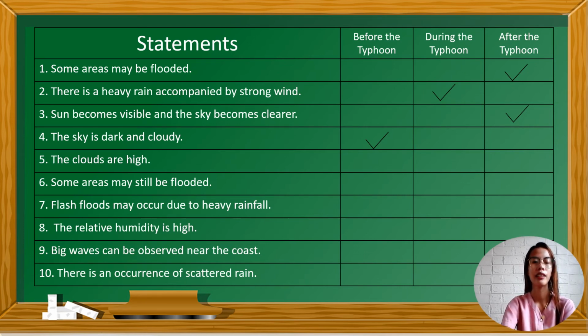Number 5. The clouds are high. The answer is before the typhoon. 6. Some areas may still be flooded. So that is after the typhoon. 7. Flash floods may occur due to heavy rainfall. Yes, that is during the typhoon. Next, number 8. The relative humidity is high. So that is before the typhoon. Number 9, big waves can be observed near the coast. The answer is during the typhoon. Last, number 10, there is an occurrence of scattered rain. So that happened after the typhoon.